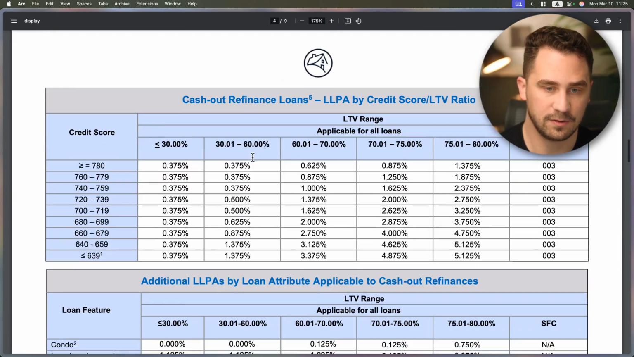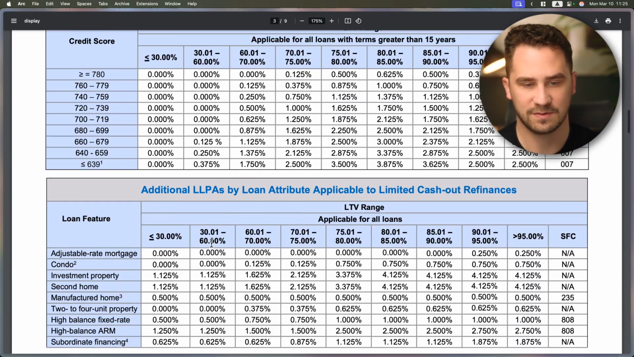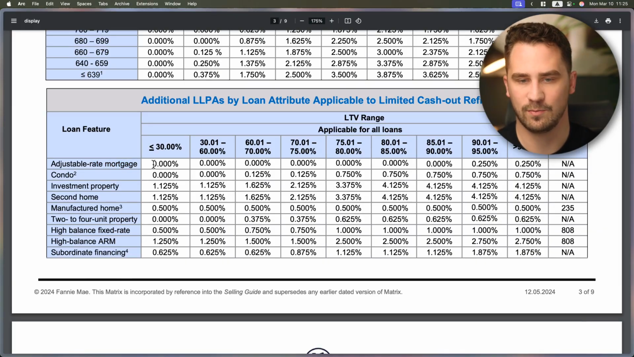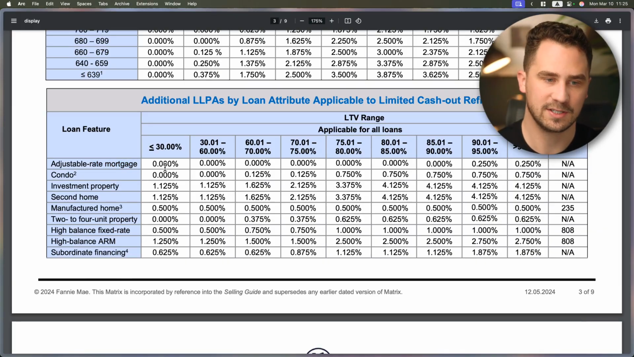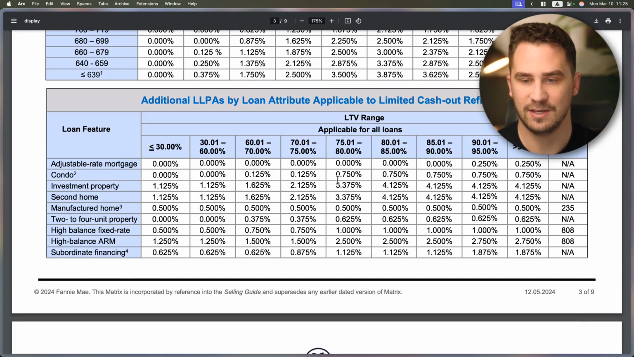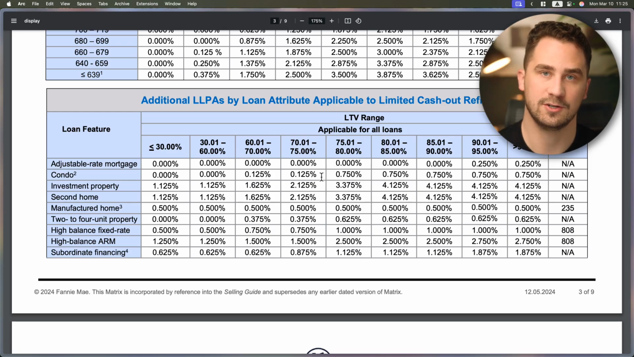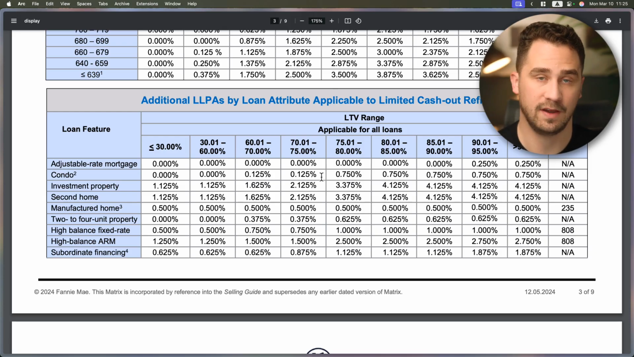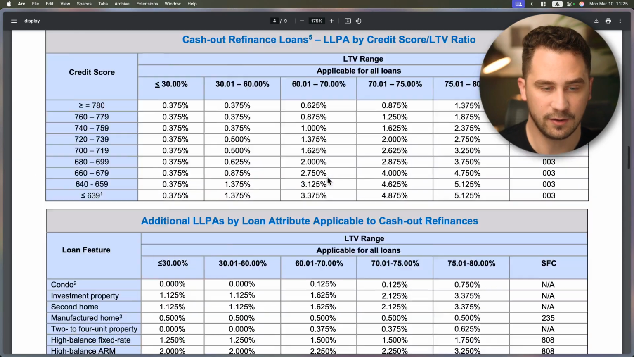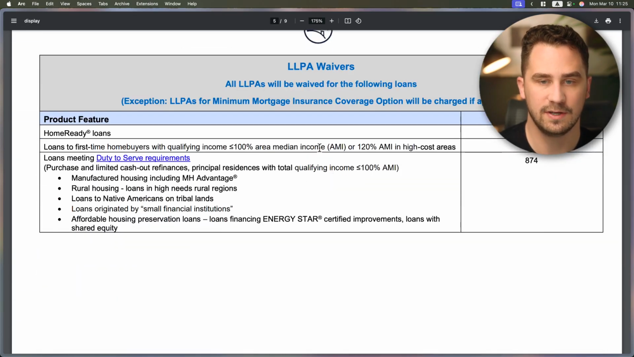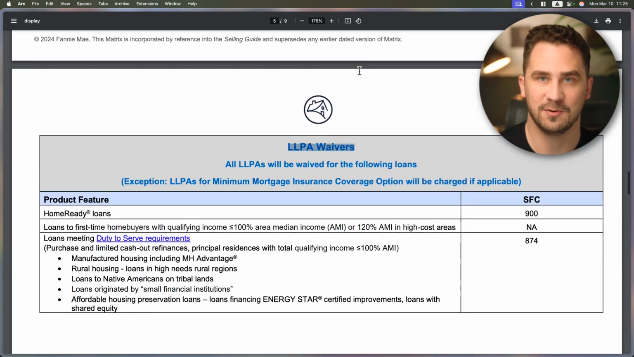So if I scroll down through here, you can see there are also other adjustments put on. If you're getting an adjustable rate mortgage, that also adds some risk to your loan. If you're getting a condo, you can see that can add more risk to your loan. It's going to give you a higher interest rate if you get a condo over a single family home. But there is this waiver that we want to pay attention to. And you can see loan level price adjustment waivers.